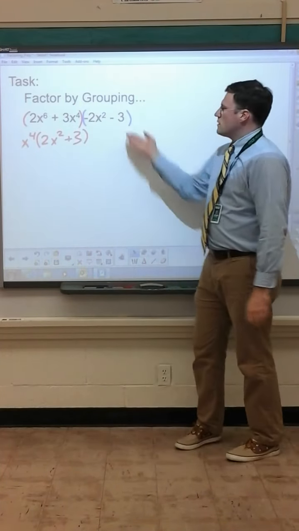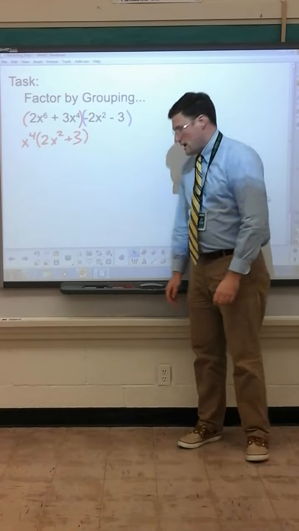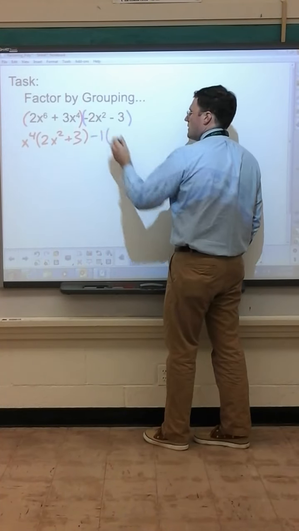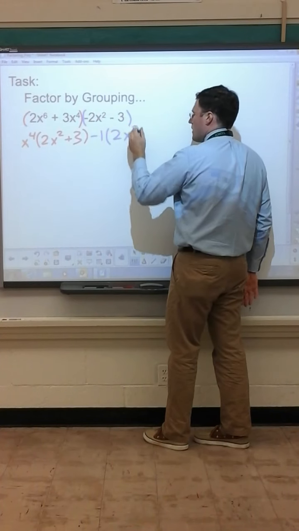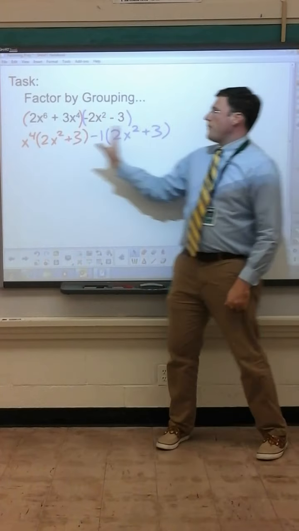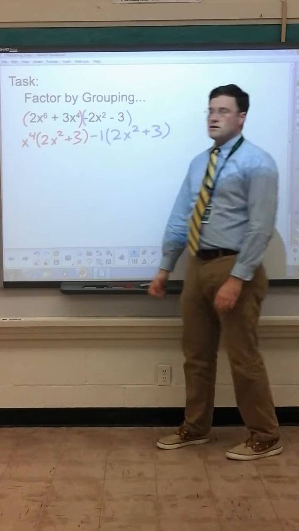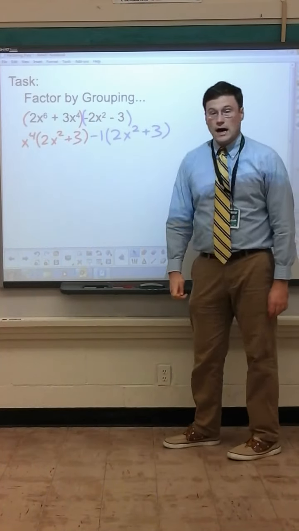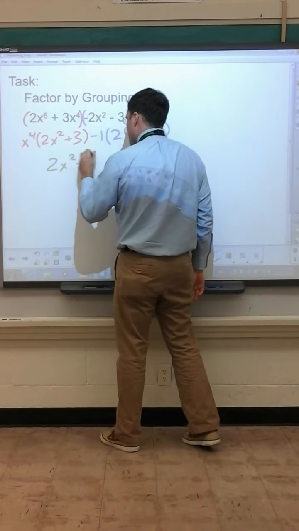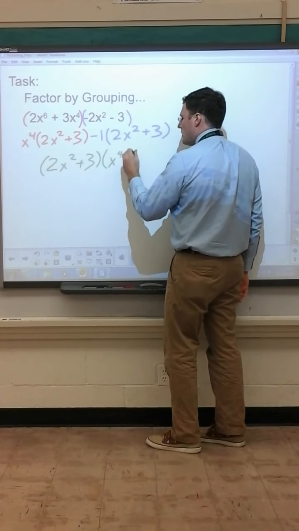The part in blue, negative 2x squared minus 3, has a negative 1 in common. What's left over is 2x squared plus 3. Take a negative out. What's nice about this, you guys, is that you can see we have 2 terms, and they have 2x squared plus 3 in common. So we're going to go ahead and take that out. What we have left over is x to the 4th minus 1.